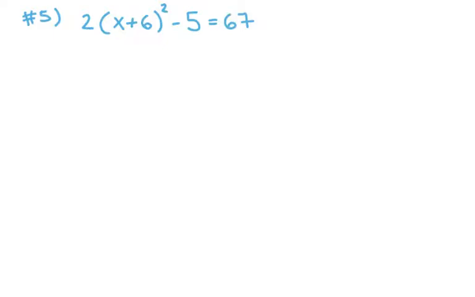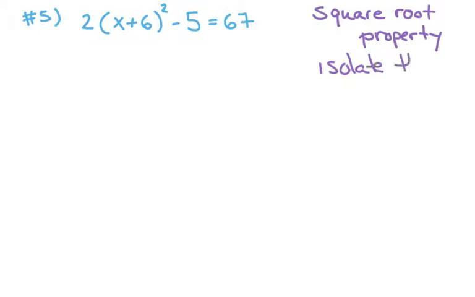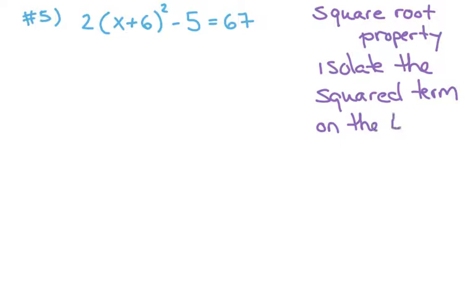Oh dear, now we're getting into something more complicated. This is still just going to be solved by using the square root property. We don't have to complete the square yet. Let me show you why. Okay, what I'm going to do is isolate the squared term on the left-hand side. I write LHS, left-hand side.